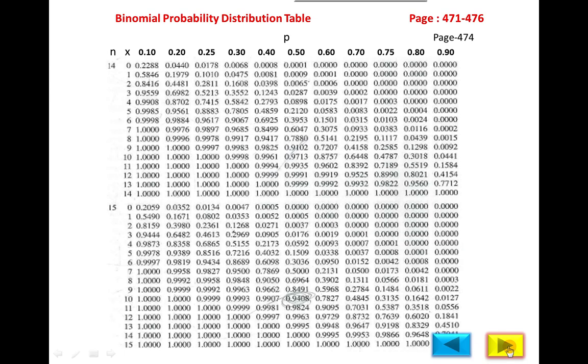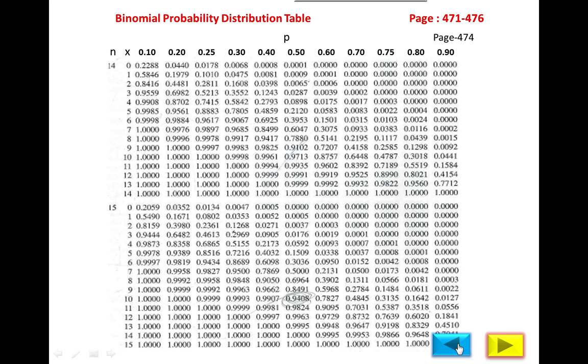So this is the binomial probability distribution table given in your book, the Walpole book, from page number 471 to 476. But according to this question, the previous question, we will select page number 474 because the different values of n are given like this. If n is 1, the value of x will be 0 to 1. If n is 2, the value of x will be 0 to 2. If n is 14, the value of x will be 0 to 14. If n is 15, the value of x will be from 0 to 15.